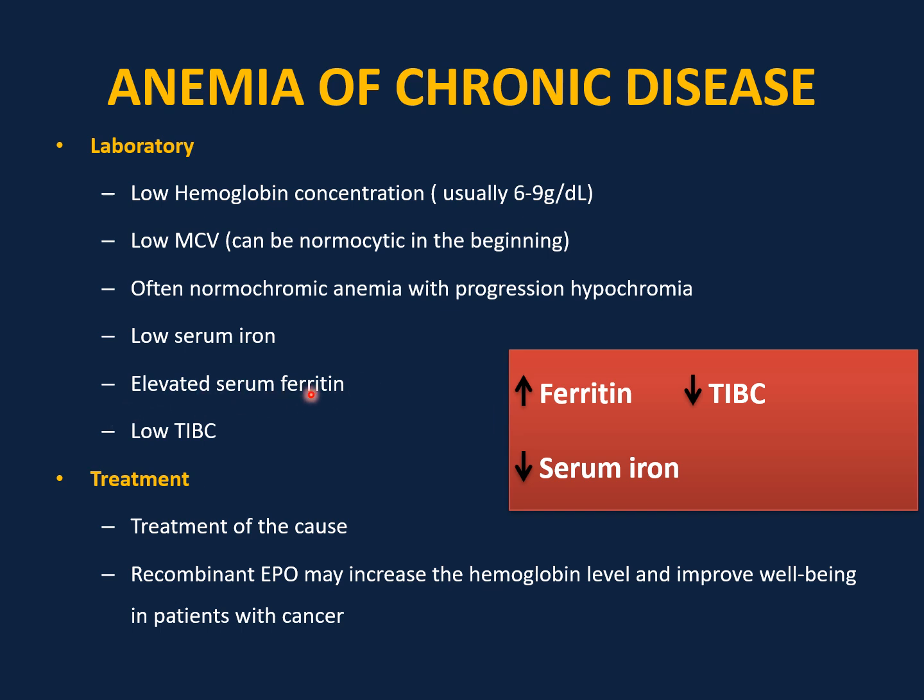And whenever the ferritin is high, the TIBC will be low. It can be normal in the beginning, but eventually will be low. So the TIBC or serum transferrin will be low. The classic finding here again: high ferritin level. This is very important: low TIBC and low serum iron, and high serum ferritin. Treatment is treatment of the cause. Recombinant erythropoietin may increase the hemoglobin level and improve well-being in patients with cancer.